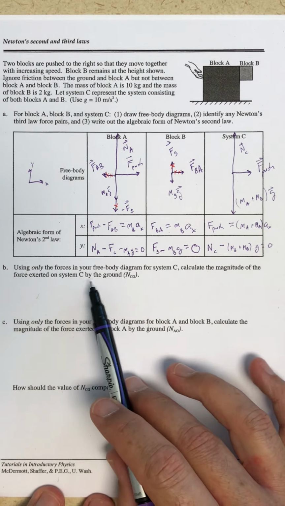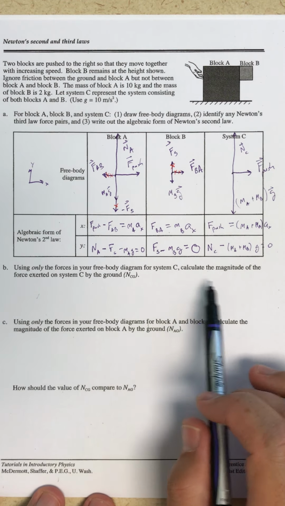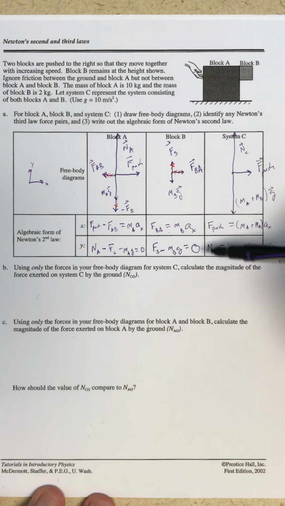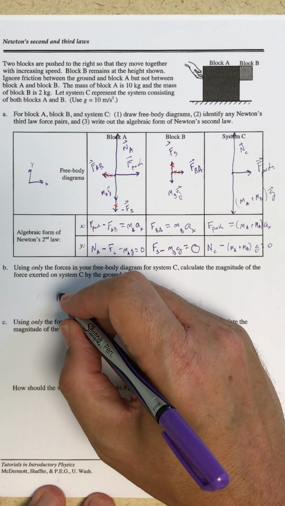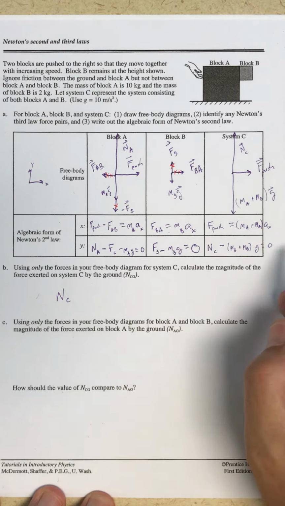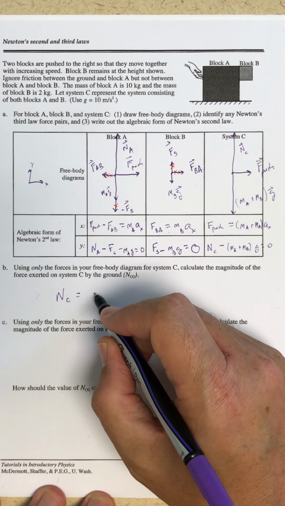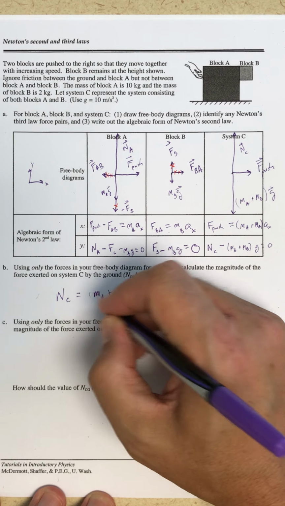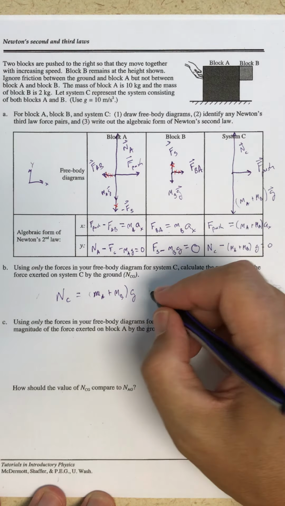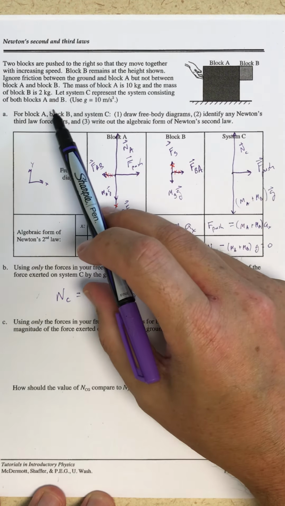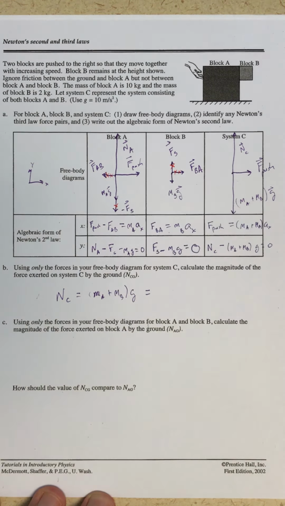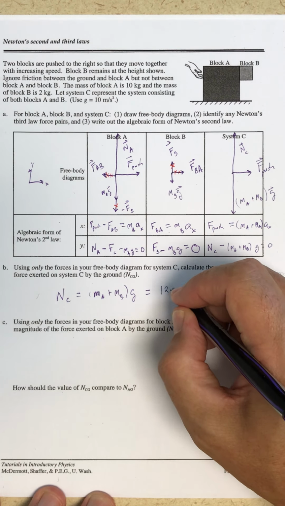Using only the forces in your free body diagram for system C, calculate the magnitude of the force exerted on the system C by the ground. So we want to calculate this normal force on the system. Normal force on the system, I move those puppies to the other side. That's going to be mass of block A plus mass of block B, times the acceleration due to gravity. And that's going to be 10 plus 2 is 12. 12 times 10 is 120 newtons.